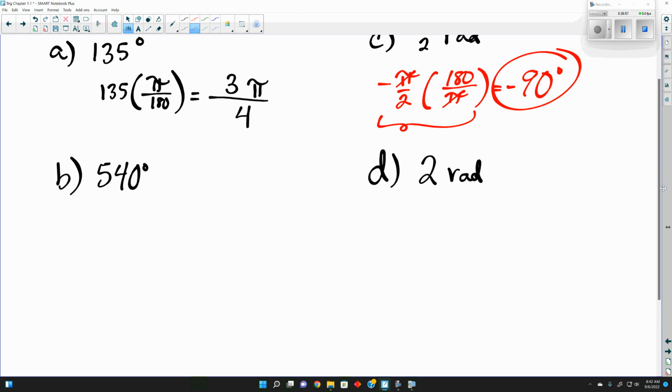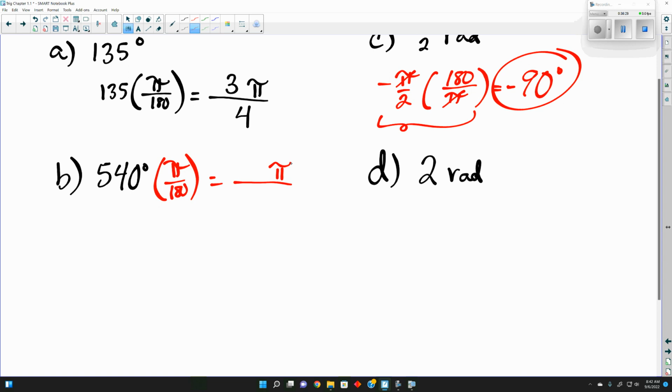Let's look at these last two here. So to turn 540 degrees into radians, we've got to multiply by what? Pi over 180, yes? And what do we know will be in the answer? Pi, yes? So really, what are we doing? We're taking 540 and dividing it by 180, yes?